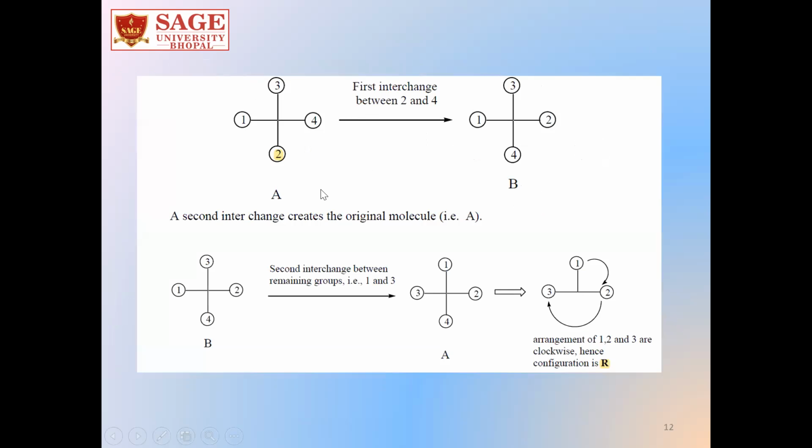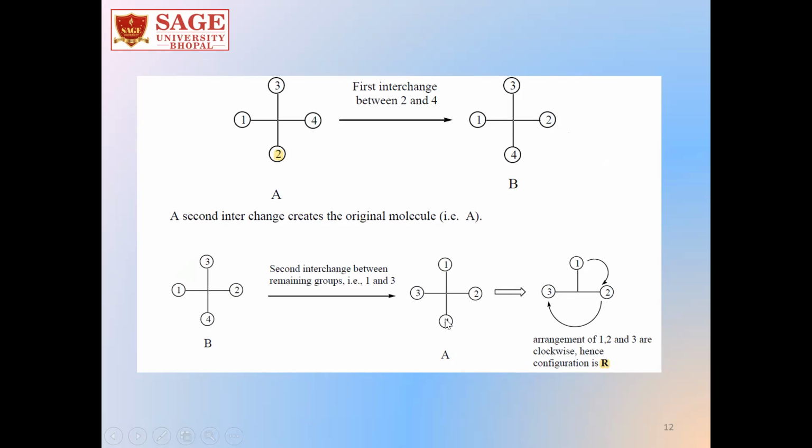But we have to do a second interchange to create the original molecule, that is A. So from A, we are getting B by one interchange between 2 and 4. So initially 2 and 4 like this. After the first interchange, we brought 4 at the bottom of the vertical line and 2 comes here. But a second interchange is needed to create the original molecule. So here, the second interchange we are doing is between 1 and 3. So 1 goes on the top, 3 comes here, and we are getting the original molecule A, because two interchanges create the original molecule.